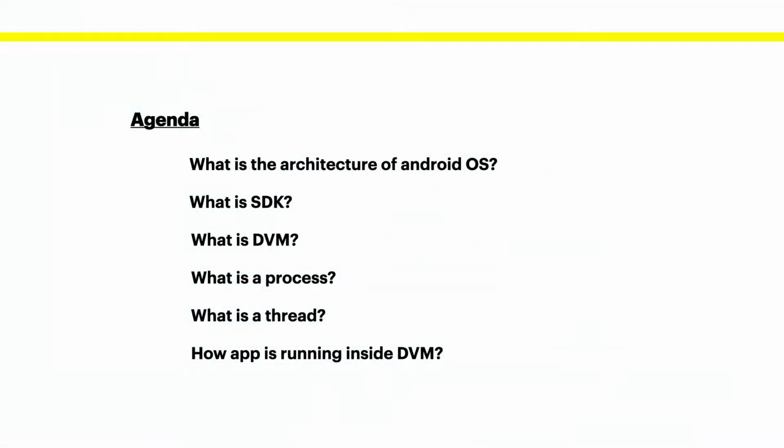So today's topic is the major one: architecture of Android OS. Along with that, we'll discuss what is SDK, what is DVM, which means Dalvik Virtual Machine, what is a process, what is a thread, and how an application is running inside the Dalvik Virtual Machine. Everything we're going to cover today. Let's go to the section.